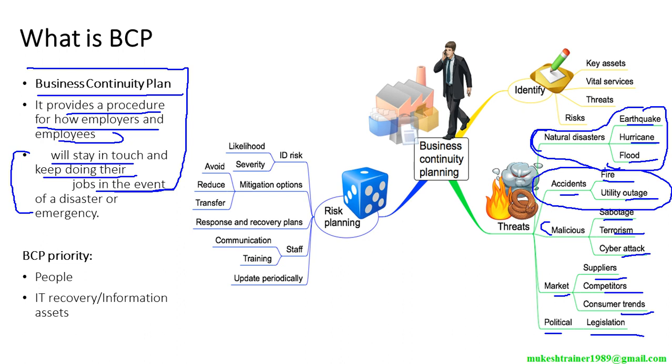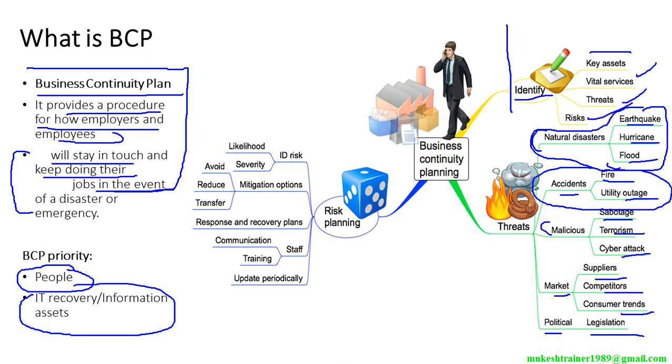But first of all, what is the priority of the business continuity plan? The priority is not that an earthquake happens and you start looking for the company's server or database. The first priority is the people. You should look for your teams and everyone. The first priority is people, and second is IT recovery, information and assets. So for recovering them, you identify the key assets, vital services, threats and risks first, which can be done beforehand.